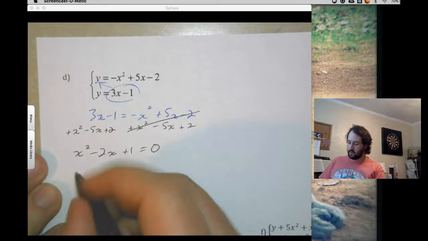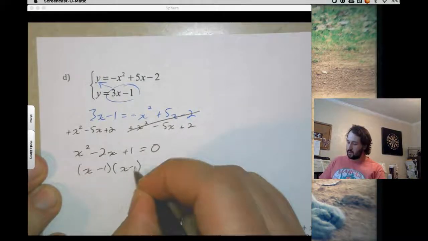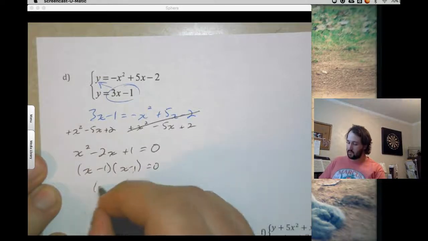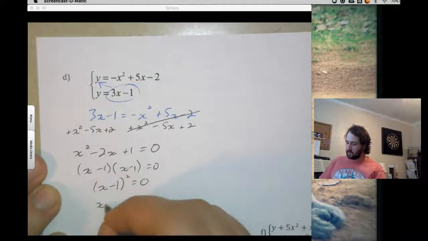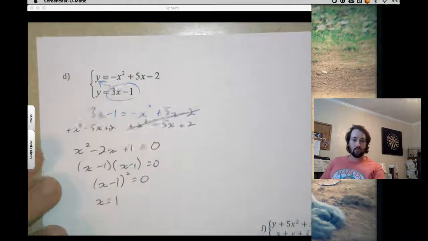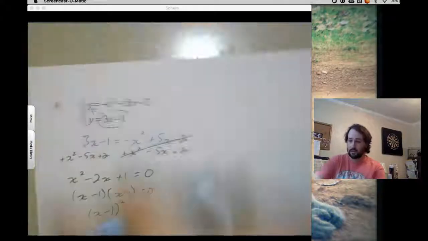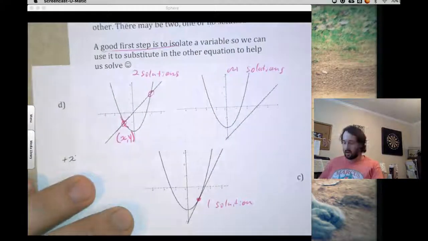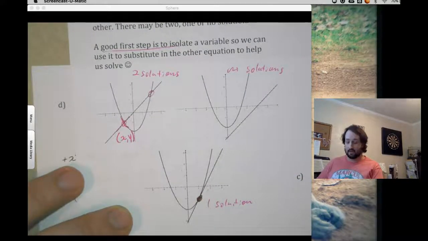So now this is cool, because this will factor as (x minus 1)(x minus 1) equals 0. The reason this is cool is that this is really just (x minus 1) squared, so I really only have one solution when x equals 1. Cool. That's fine. Remember, we're going to have some times, not on that sheet, where we only have one solution. So they'll only have one x value where they meet. That's completely fine.